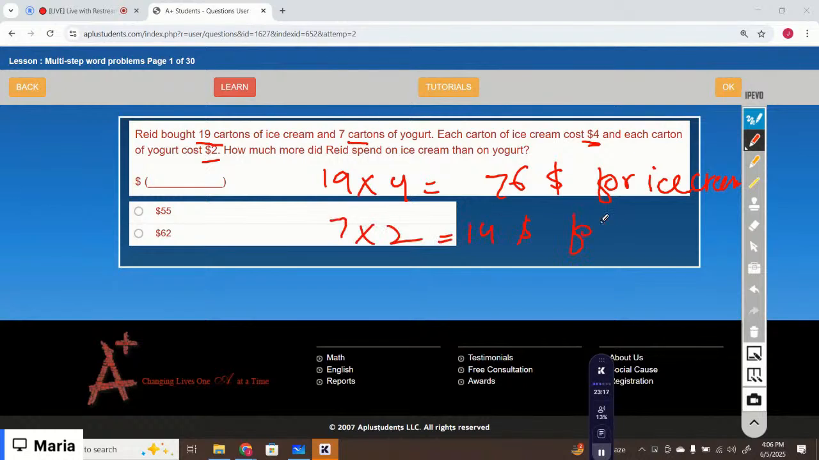That is for yogurt. You need to see how much more he spent on ice cream than on yogurt. So 76 minus 14 is $62. Option number 2 is the correct option. That is $62.